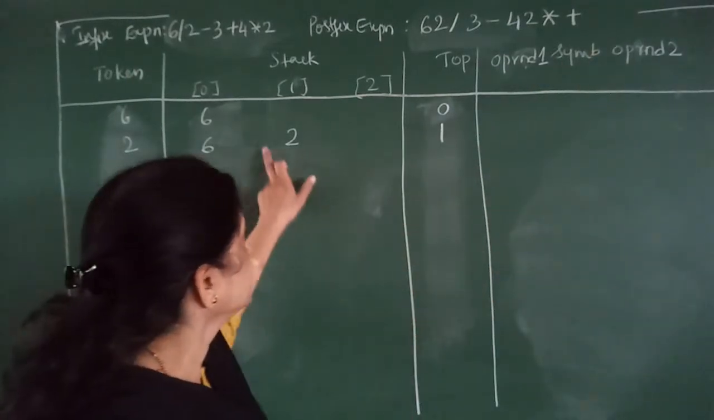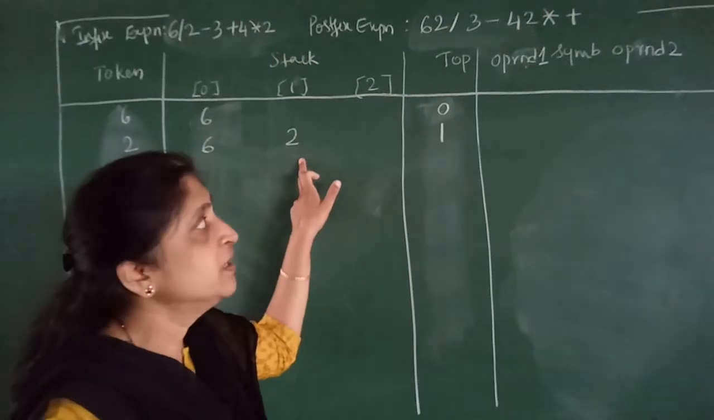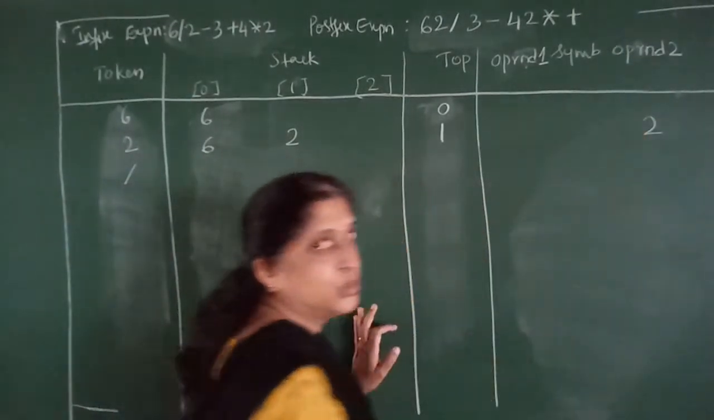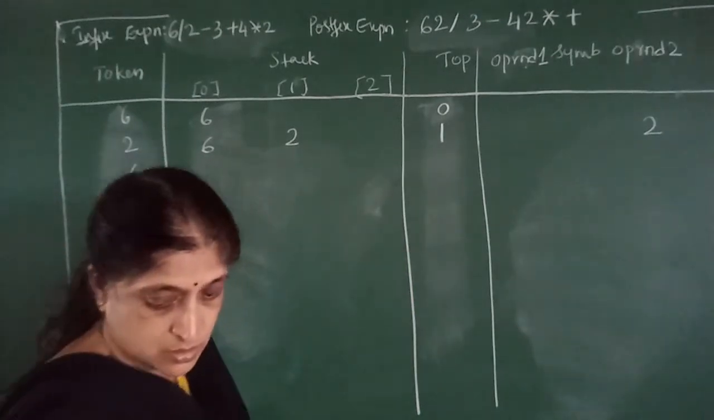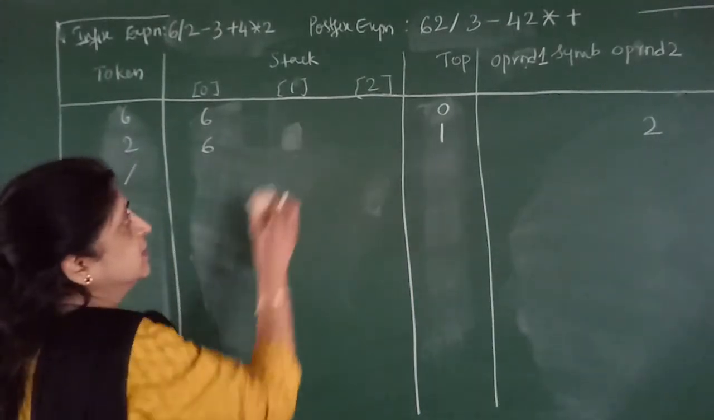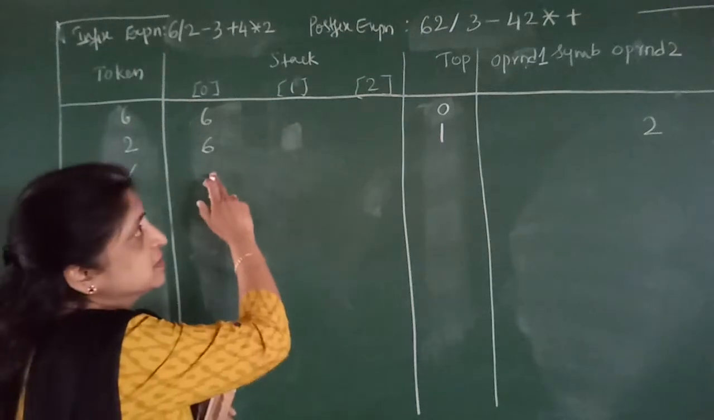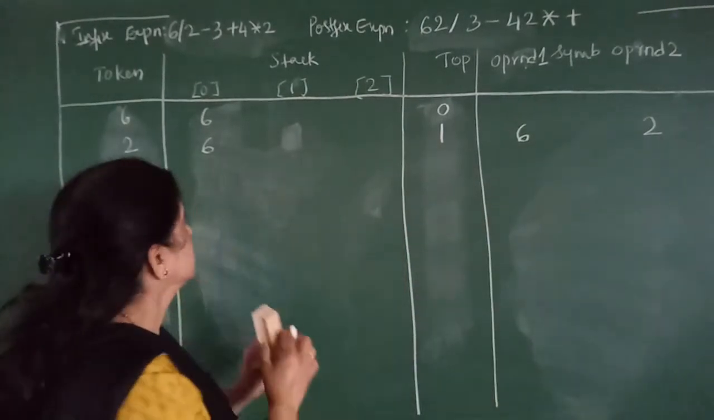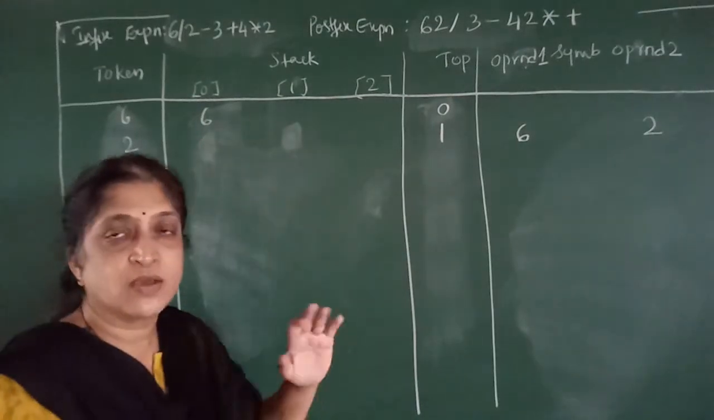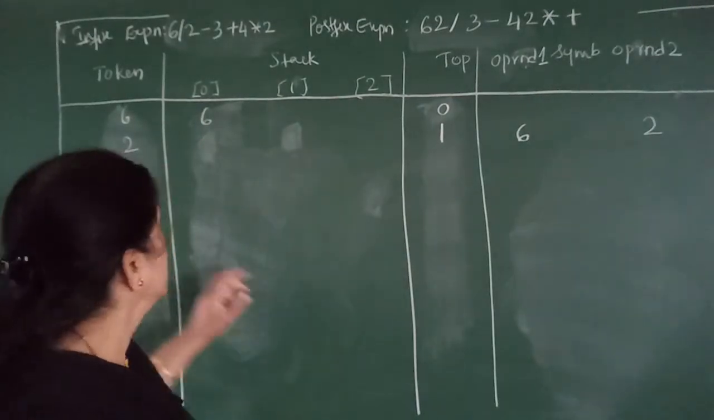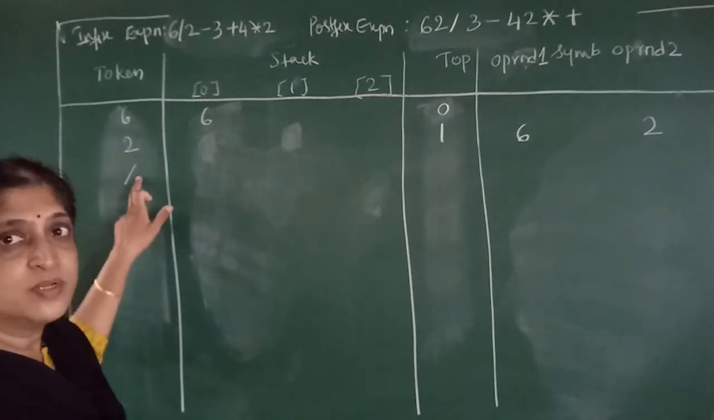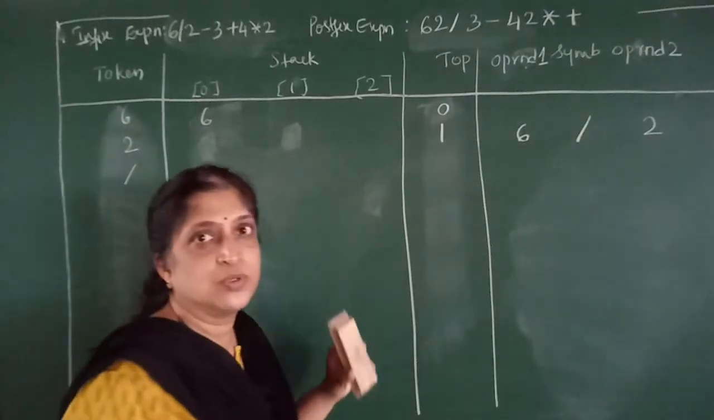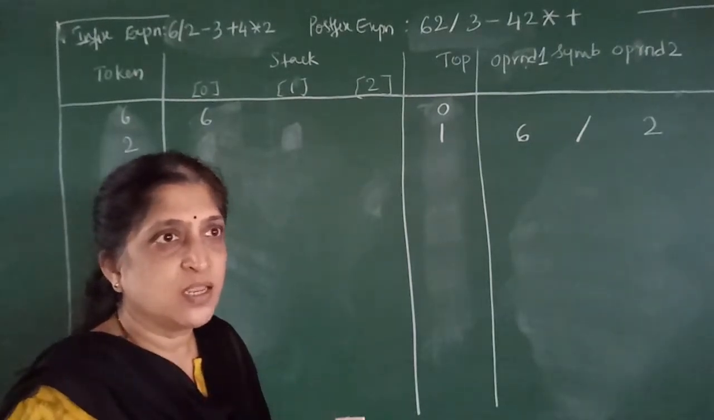The first pop will be 2 and that becomes operand 2. So here we pop 2. Then we pop the next top element, that is 6. So that is operand 1. So 6 is also popped from stack. Currently the stack is empty. Then what is the operation we want to perform? It is the division operation. So 6 divided by 2. So 6 divided by 2 is 3.